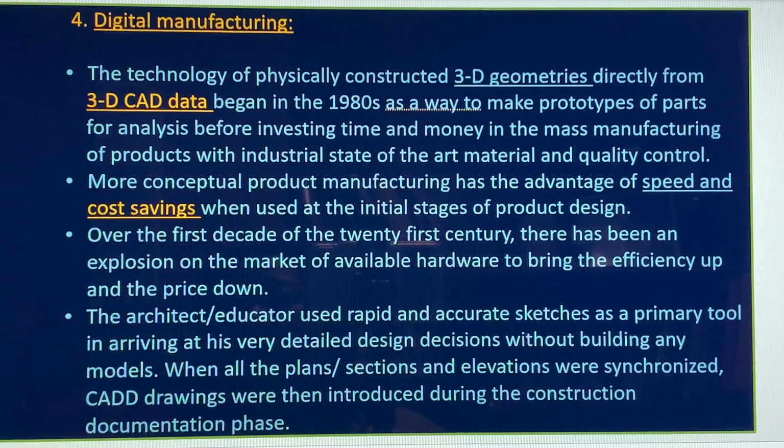Number 4, digital manufacturing. The technology of physically constructing 3D geometry directly from 3D CAD data began in the 1980s as a way to make a prototype of a part for analysis before investing time and money in the mass manufacturing of products with industrial state-of-the-art material and quality control.